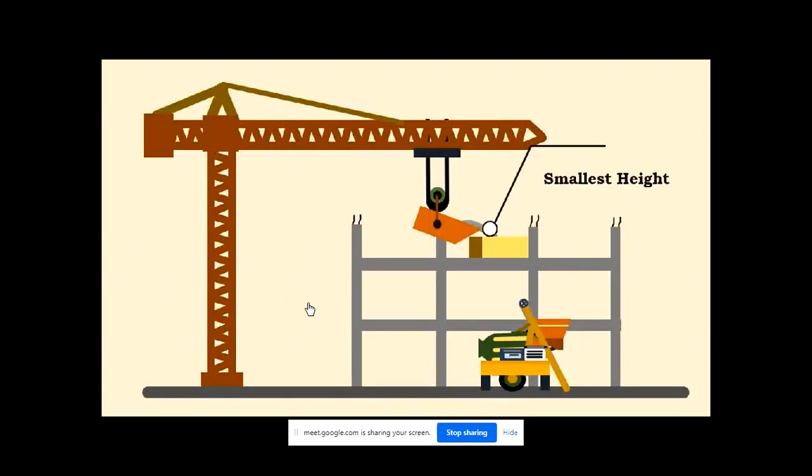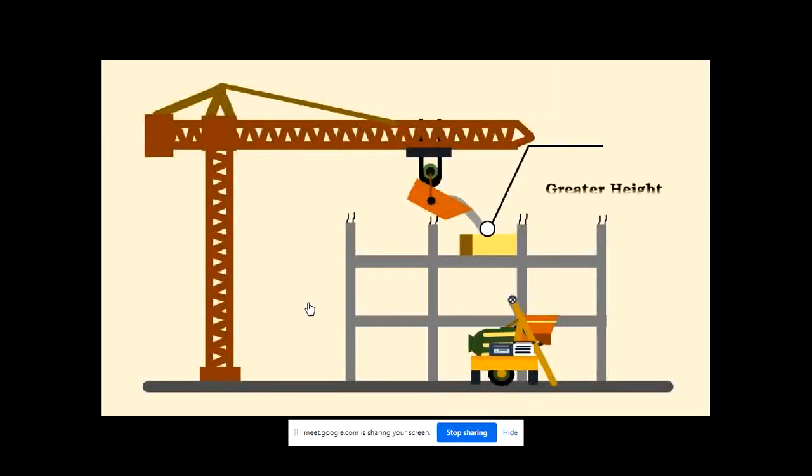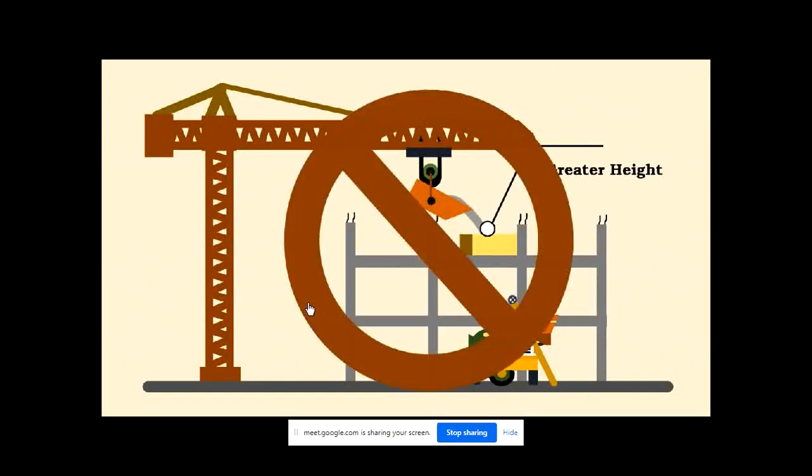To be noted that, in both methods, the concrete is discharged from as small a height as possible and should not be made to fall from a great height.